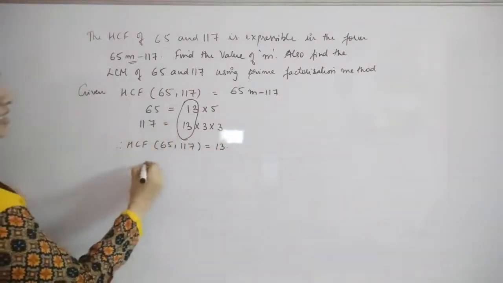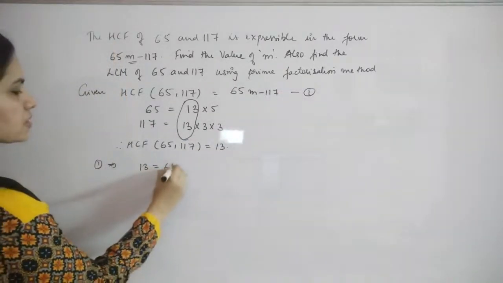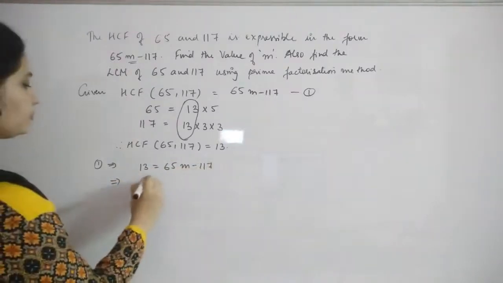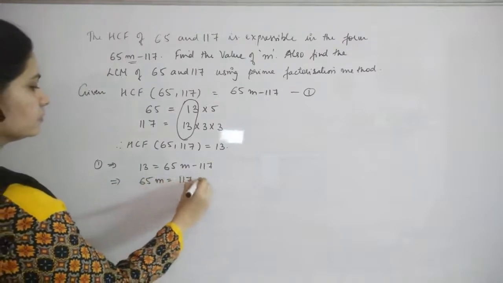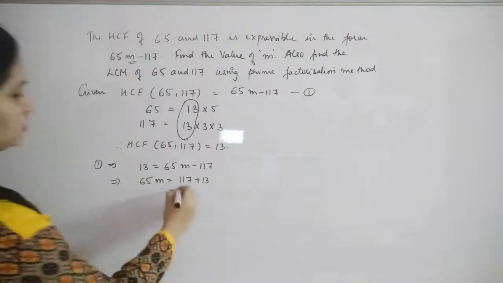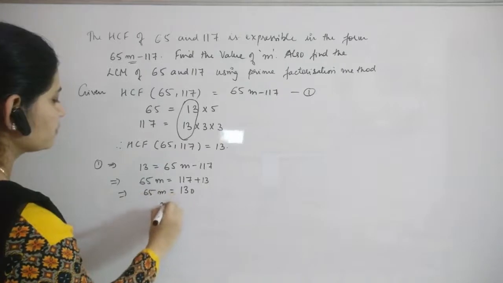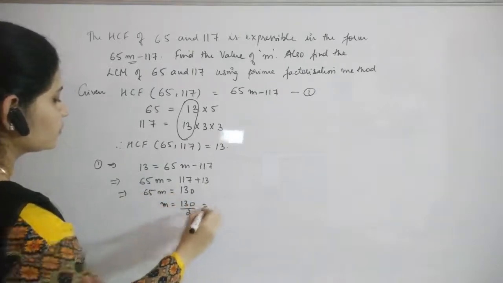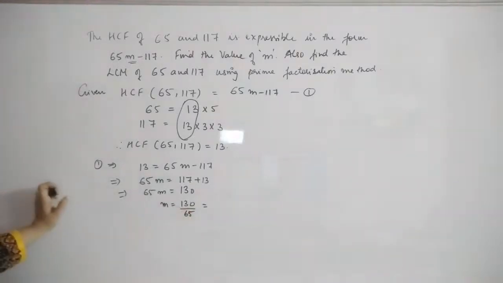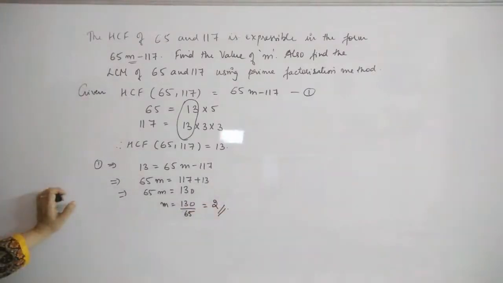And what is given? There we are substituting. So equation 1 will become 13 is equal to 65m minus 117. Now find out what m is equal to. This will give you 130. So m is equal to 130 by 65, which is 2. So you got the value of m as 2.